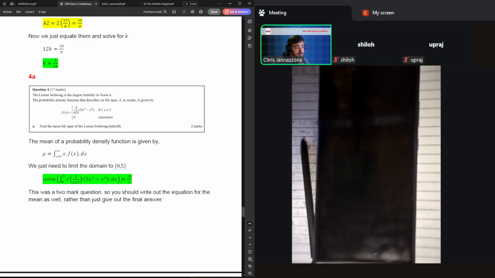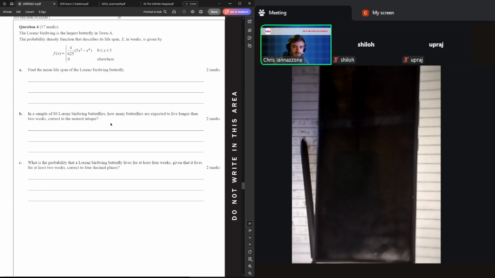Since it's 2 marks, you probably would want to write out the integral as well. That way you can get your mark for working as well. But yeah, nice. In a sample of 80, how many butterflies are expected to live longer than 2 weeks?